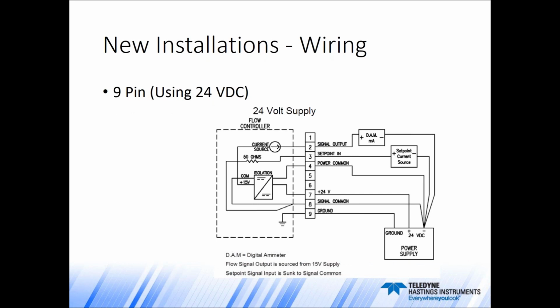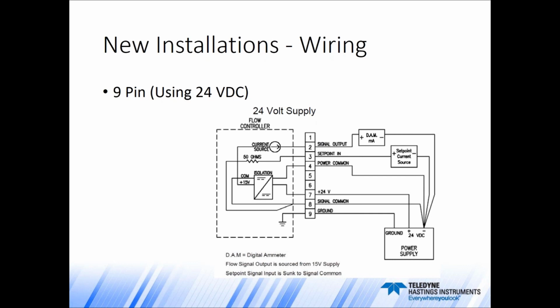We're going to quickly go through the wiring of a 4 to 20 milliamp I/O mass flow controller that is powered by 24 volts using a 9-pin D connector. So what I've shown here inside the dotted line on the left is the flow controller. Now the numbers just to the right, 1 through 9, correspond to the pins of the D connector.